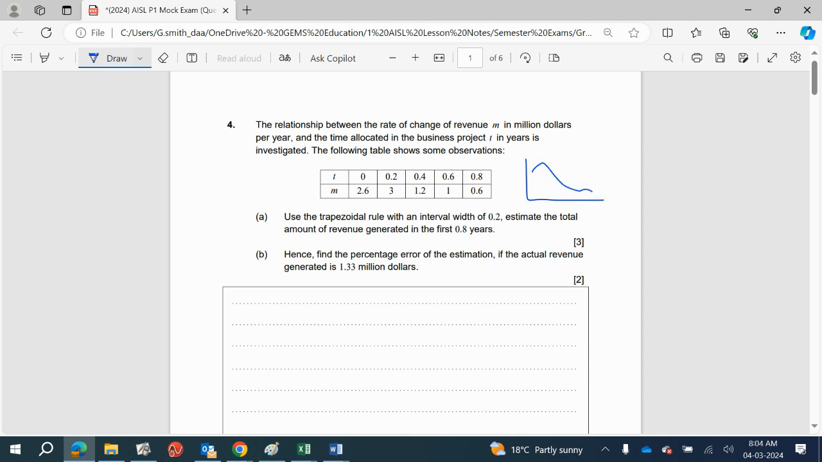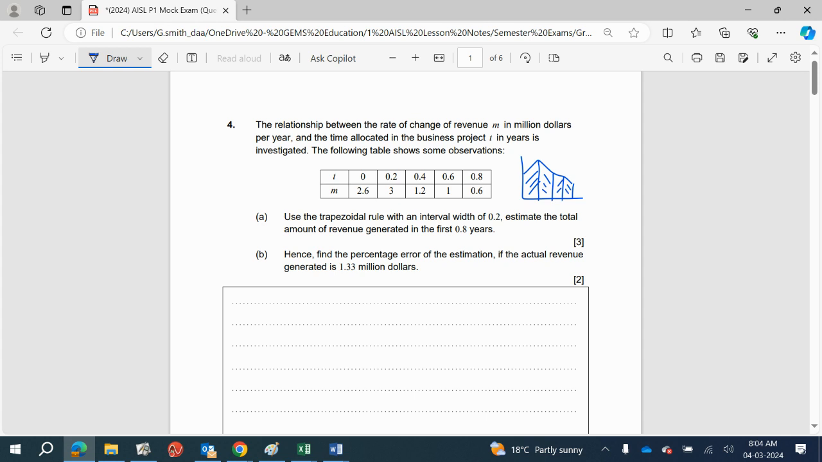No, it's not. Sort of goes down, doesn't it? So the curve looks like this. We're making some trapezoids like that, and then we're finding the area of each of these trapezoids.